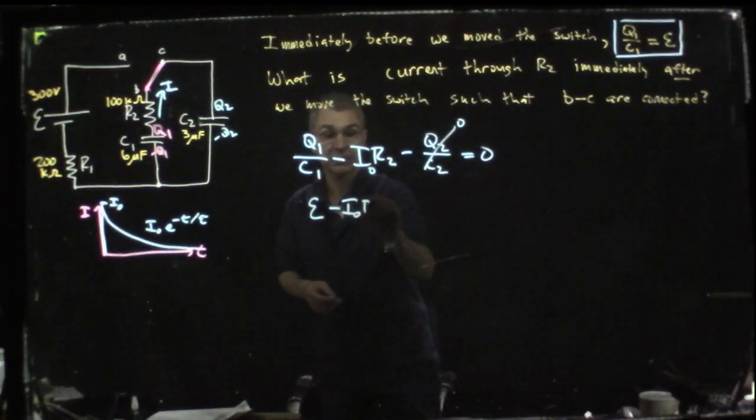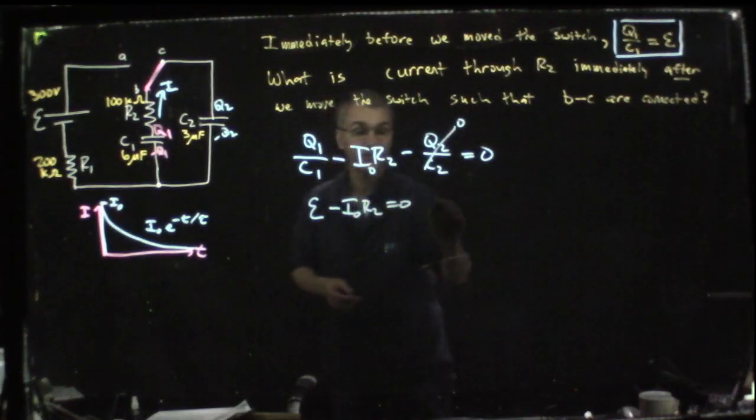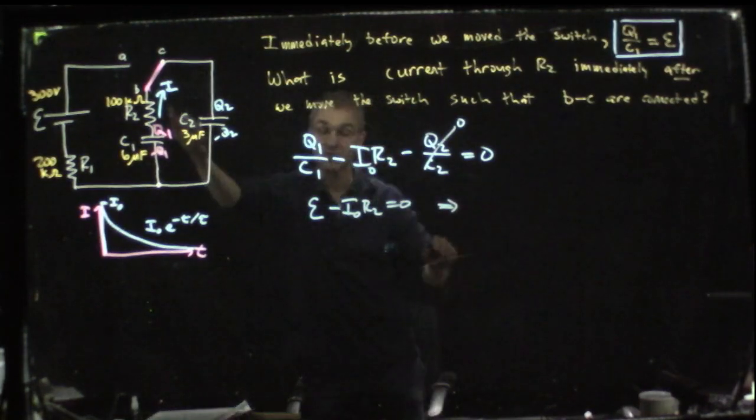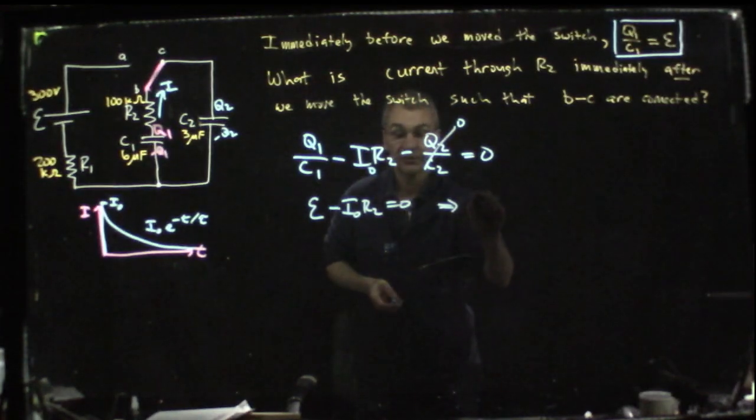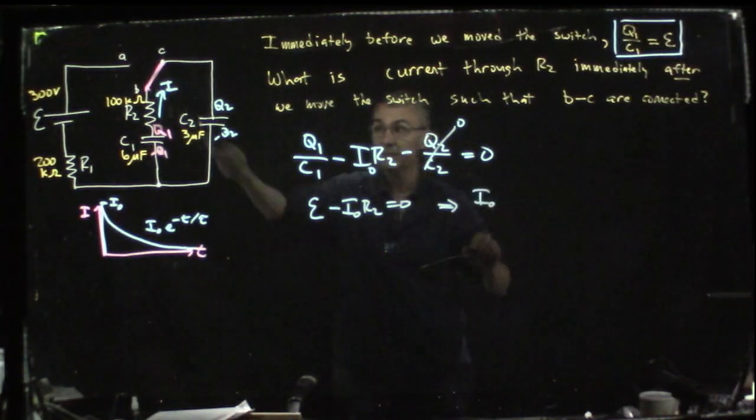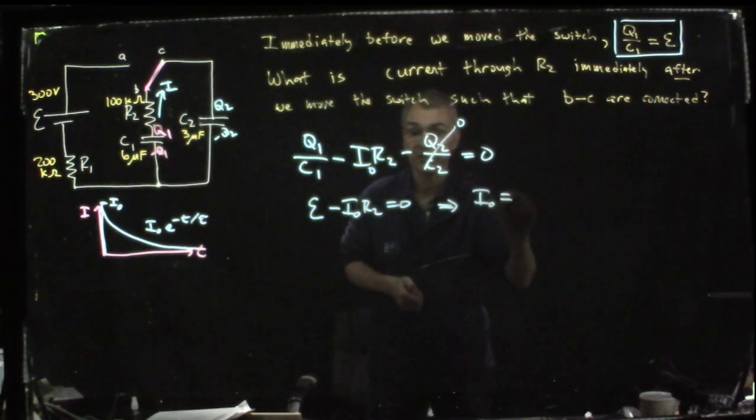Minus I0 R2 equals 0. So this indeed gives us a positive value for this current. That tells us we drew the arrow the correct direction. So this current, immediately after we threw the switch, is just the battery EMF divided by R2.